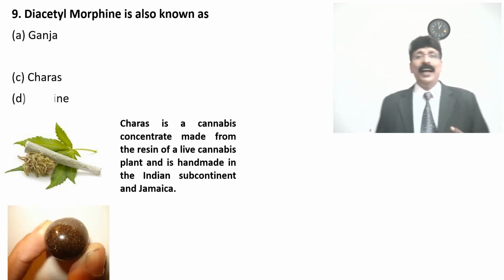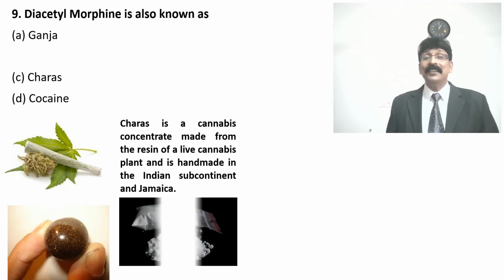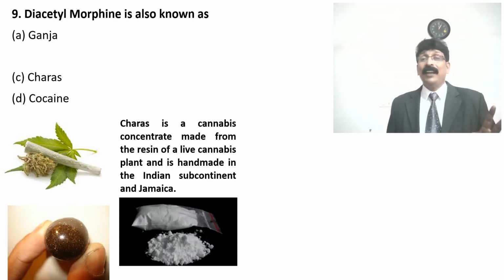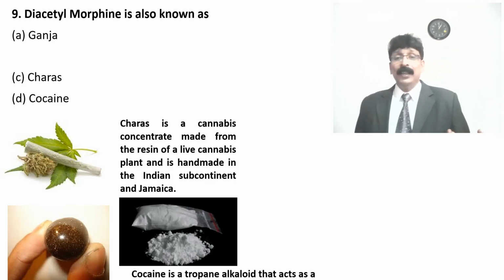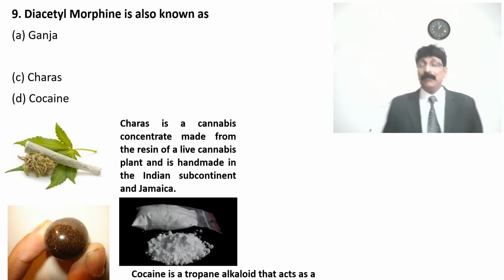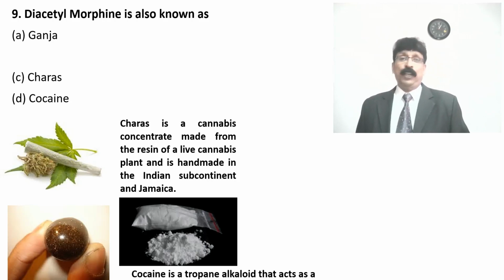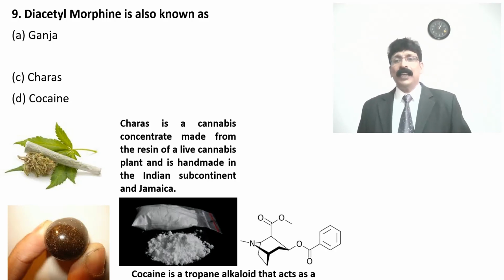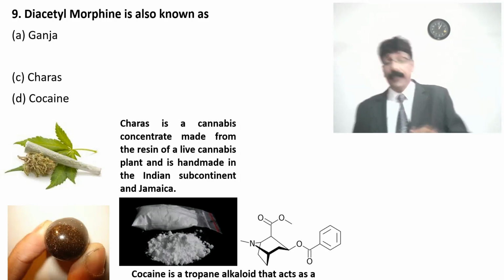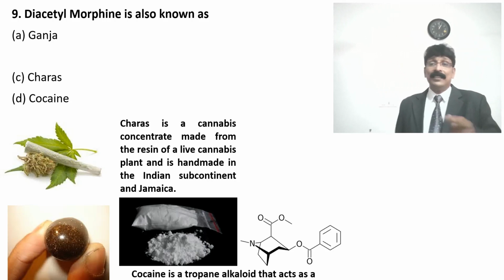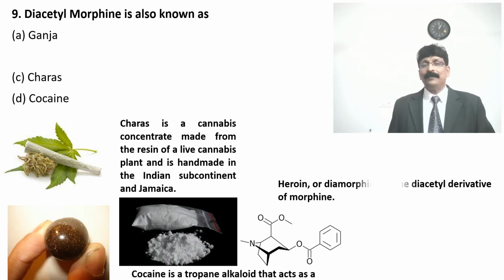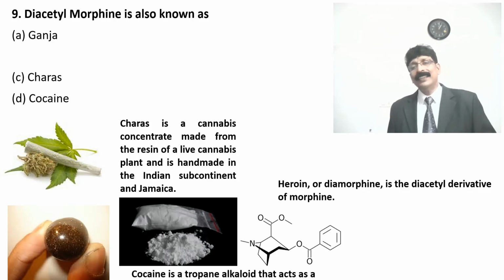And this is cocaine. Cocaine is a tropane alkaloid that acts as a central nervous system stimulant. It also cannot be diacetyl morphine. So cocaine is different, it's a stimulant actually. And you can see this is the structure of cocaine, which is a tropane alkaloid structure. And heroin is diamorphine.